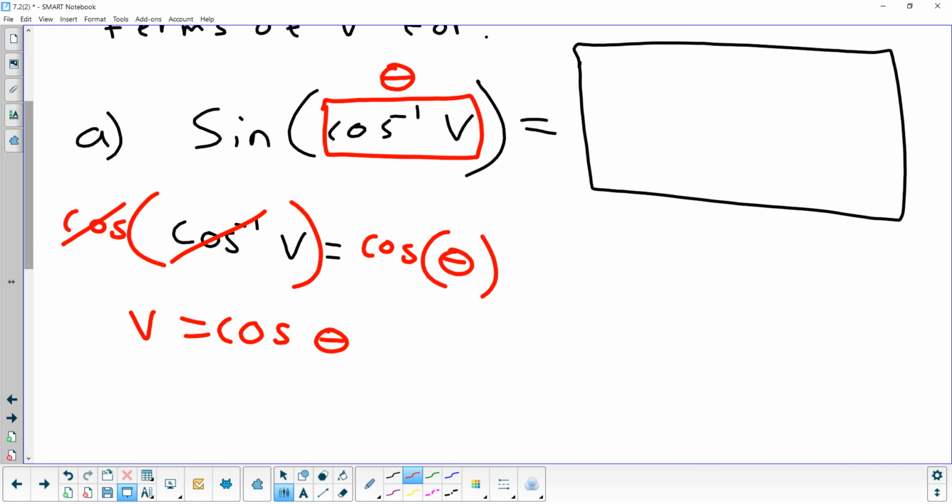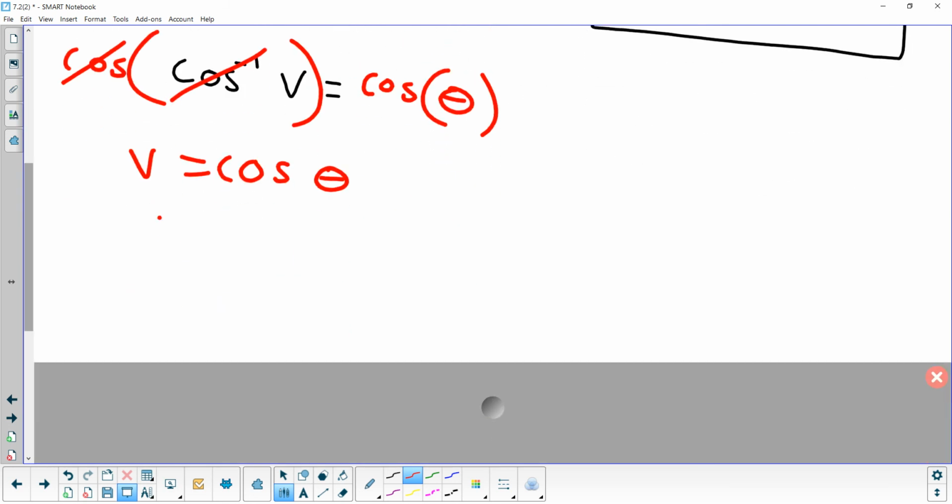Well, I can draw a sketch of that. So we're going to make a right triangle, and we have to make a diagram that lines up with what we just wrote. Put theta anywhere you want. Not the right angle, but any one of the acute angles.